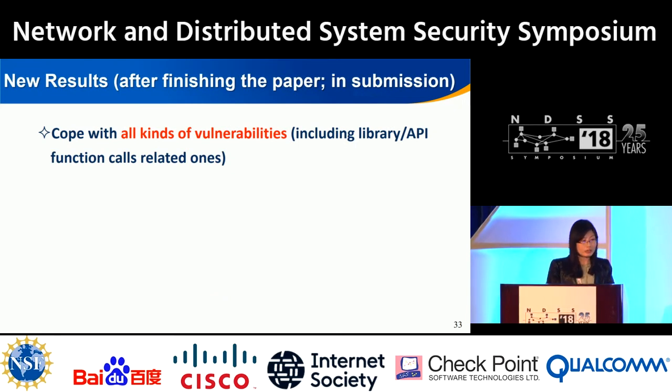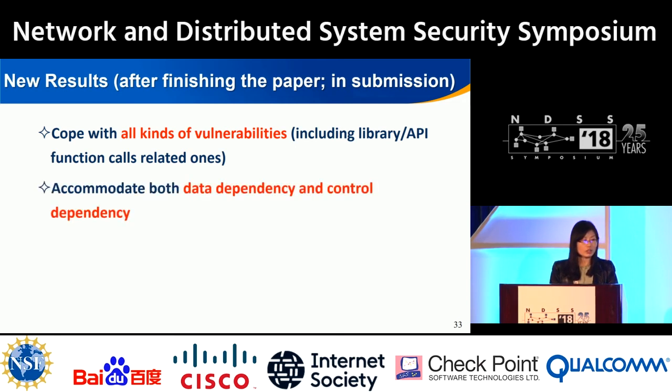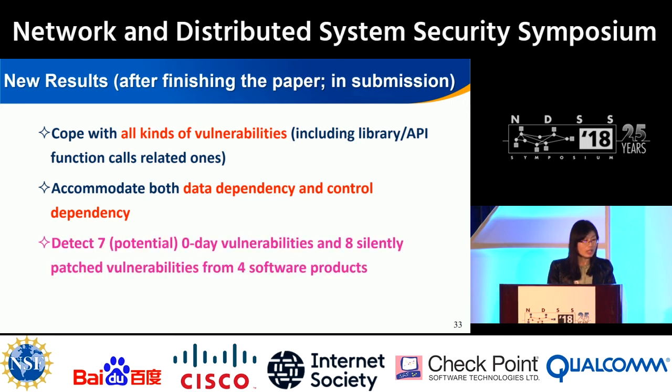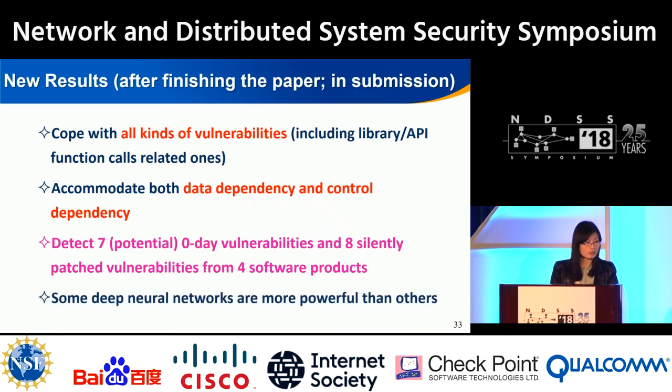There are some new results. We try to cope with all kinds of vulnerabilities, including library API function calls related vulnerabilities. We accommodate both data dependency and control dependency. We detect 7 potential zero-day vulnerabilities and 8 silently patched vulnerabilities from 4 software projects. And we found some deep neural networks are more powerful than others.